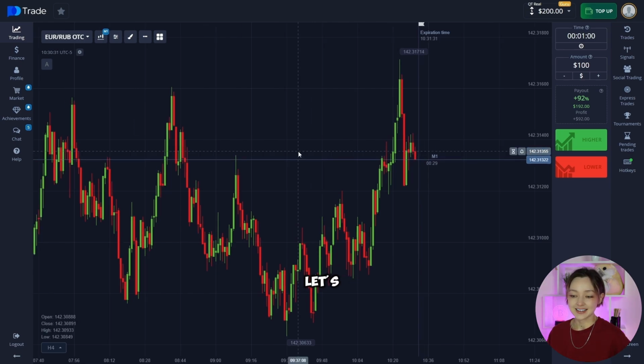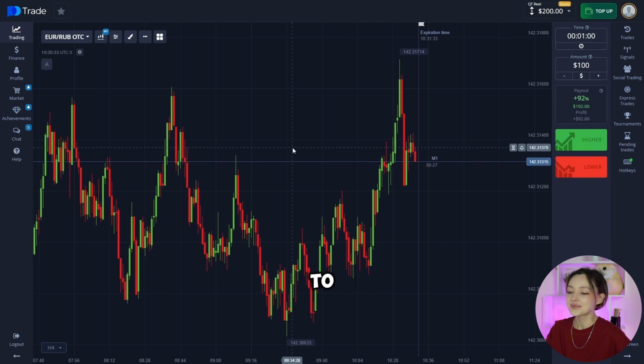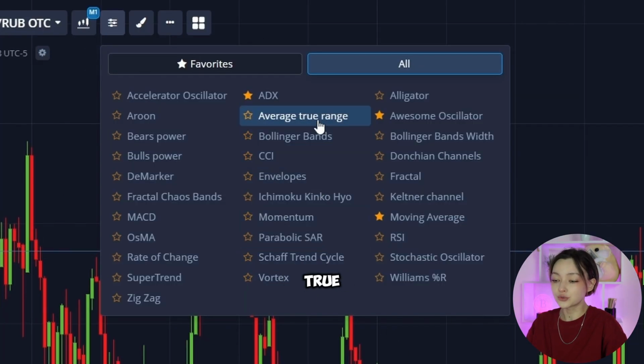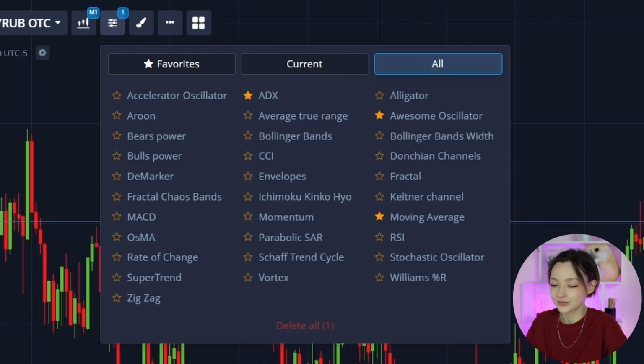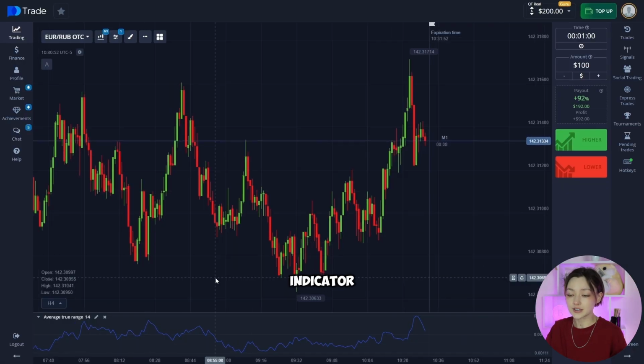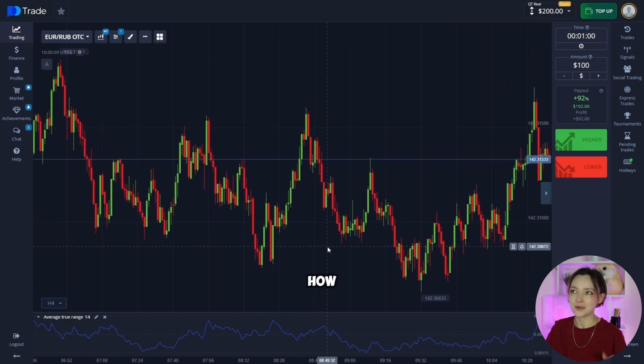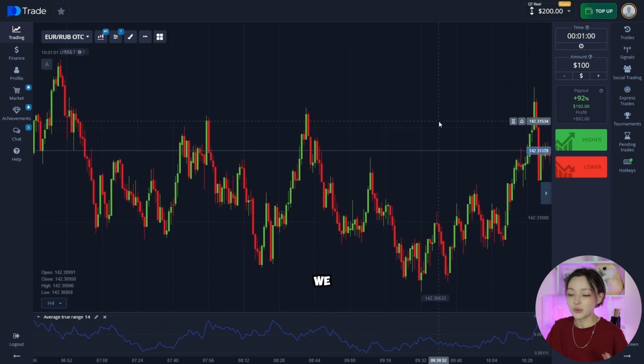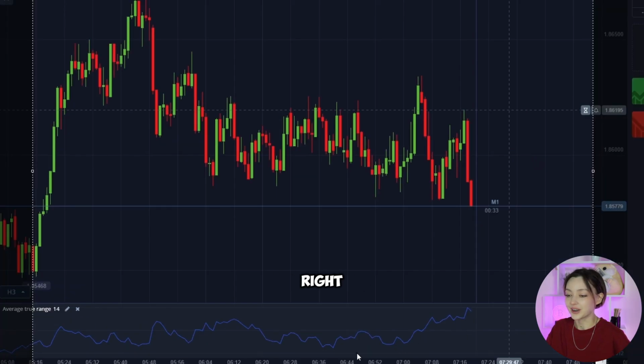So let's start off by adding the indicator. To do this, let's go to the indicator section and add the average true range. The ATR indicator is a technical indicator that measures the volatility of asset prices on the market. Now let's clear up how it works. Basically, we can see a line on the indicator, this one right here. When this line goes up, it means that the market volatility is increasing. If the line goes down, it means the market volatility is decreasing.